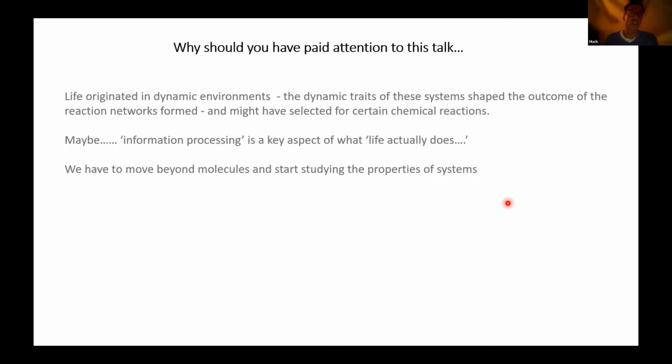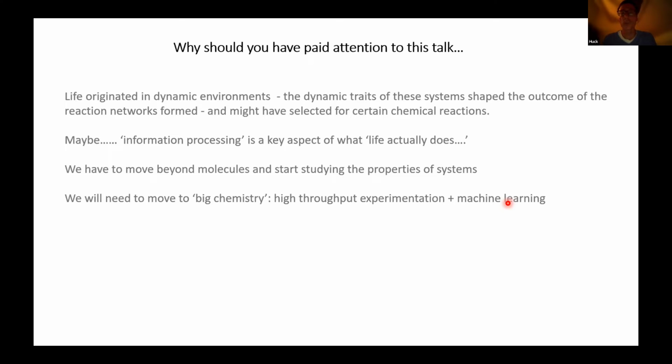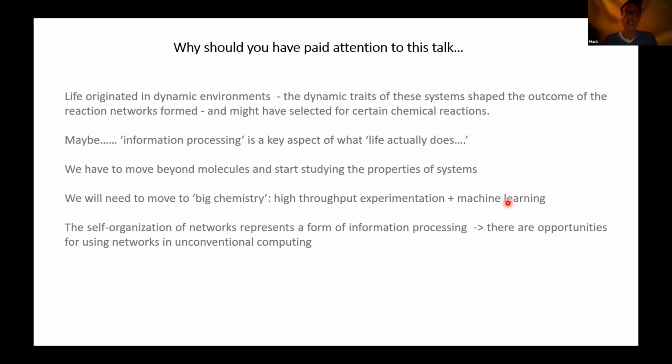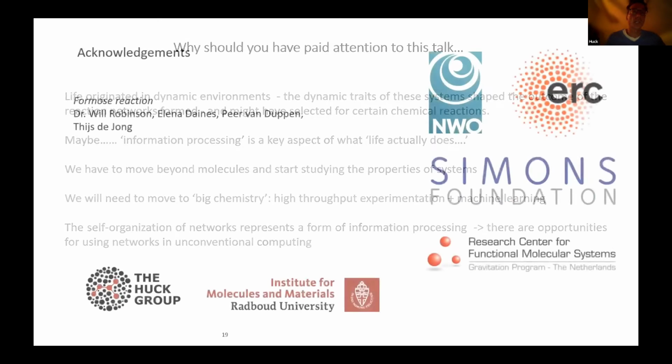A general message is that I think we have to move beyond molecules and start studying the properties of these systems. I think we have also reached the end of what we can do by just manual experimentation. If we want to go forward, we have to combine high throughput experimentation and probably some kind of machine learning to tell us what is going on. If I had more time, I could tell you what you can do in terms of unconventional computing using these chemical reaction networks. However, time is probably running out.